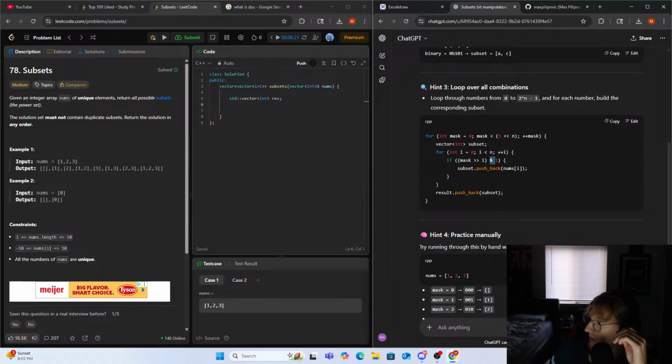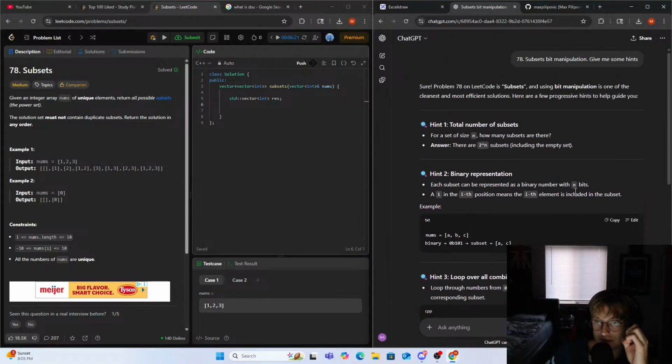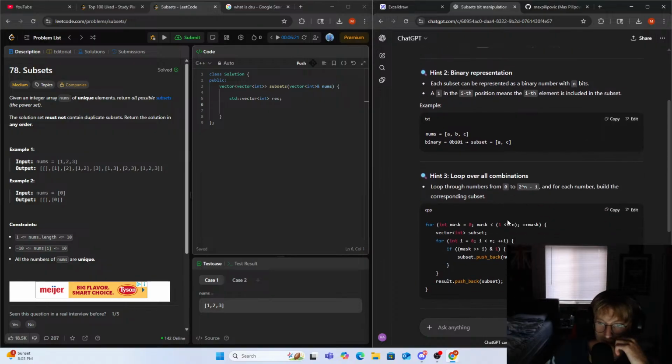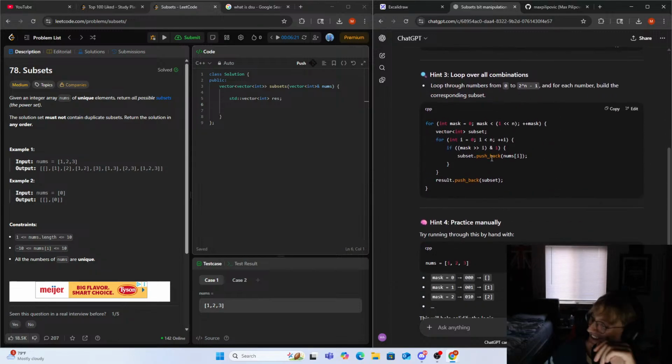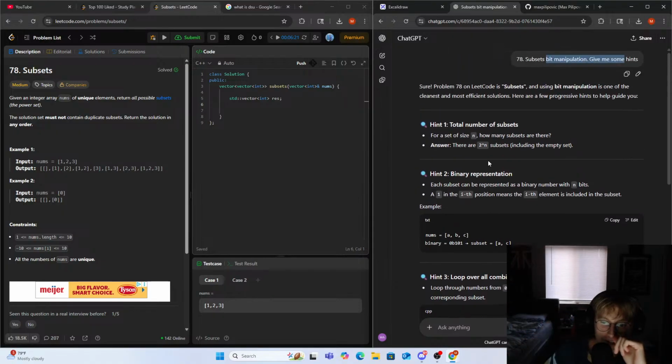That is the full code. I wouldn't look at that if you wanted to figure it out. Yeah, that's interesting because I just told her to give me some hints. I literally told her to give me some hints and she gave me all the code, bro. Interesting.